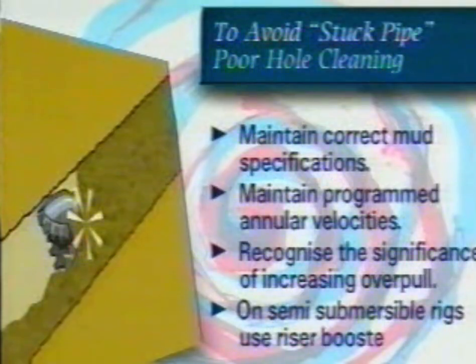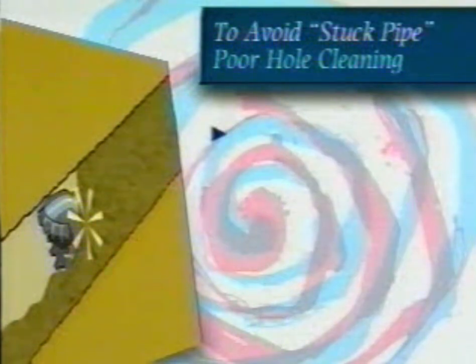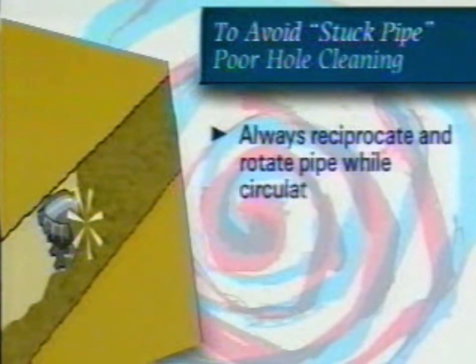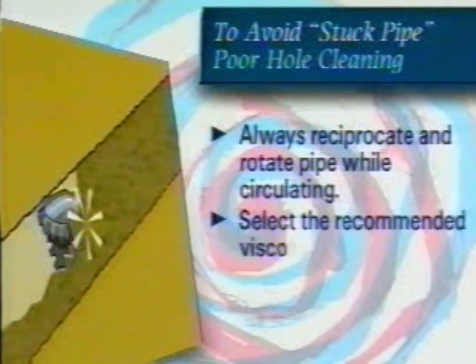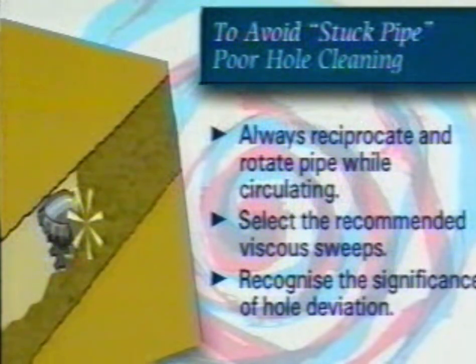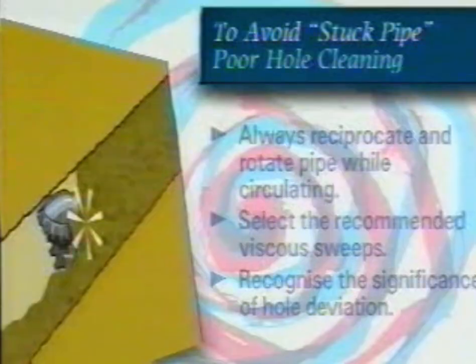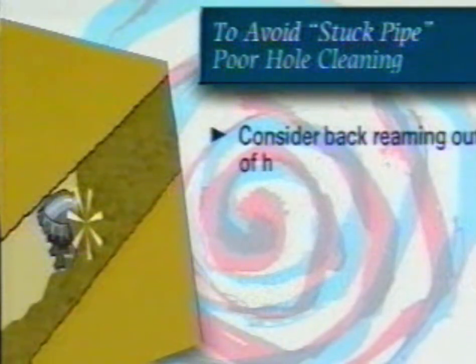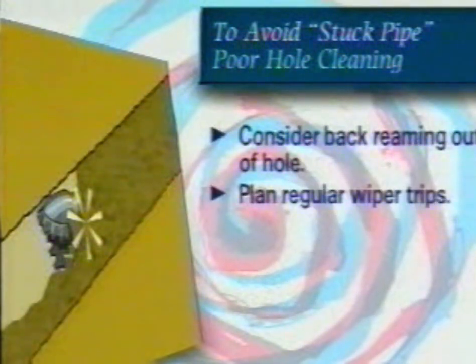On semi-submersible rigs, use a riser booster line. Always reciprocate and rotate the pipe while circulating. Select the recommended viscous sweeps. Recognize the significance of hole deviation. Consider back reaming out of the hole. Plan regular wiper trips.